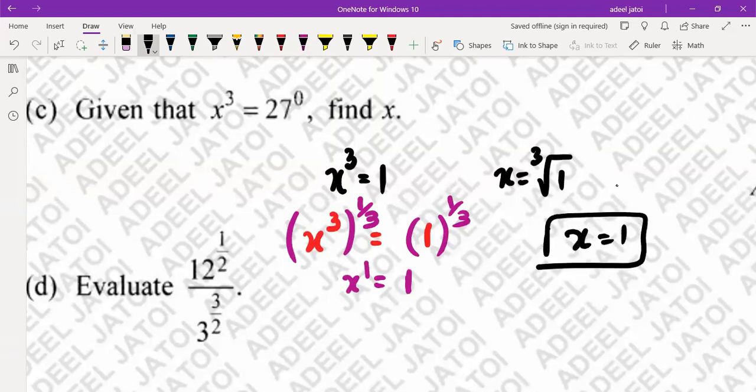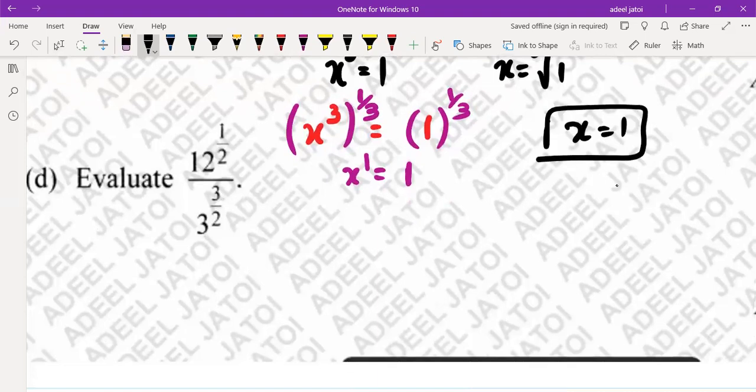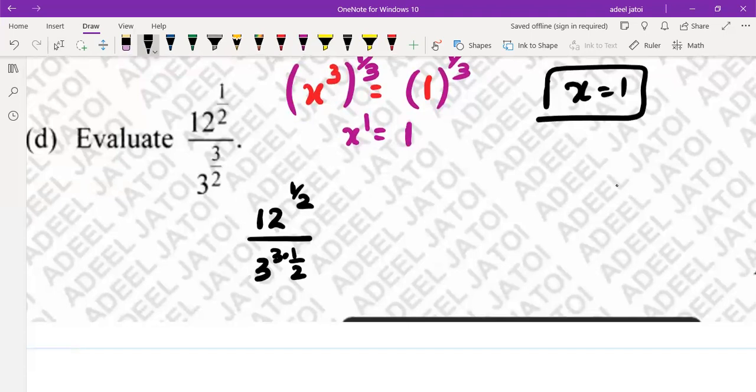In part D, if you see that 12 to the power 1 upon 2 and 3 to the power 3 upon 2, we can always break these numbers. Break the numbers as in 12 to the power 1 upon 2, and we can break this 3 to the power 3 multiplied by 1 upon 2, because obviously 3 to the power 3 upon 2 can be broken into 3 and 1 upon 2. Can we see 1 upon 2 is on both the numbers? So we can always have 12 upon 3 to the power 1 upon 2, and 3 to the power 3 is already there in the question.